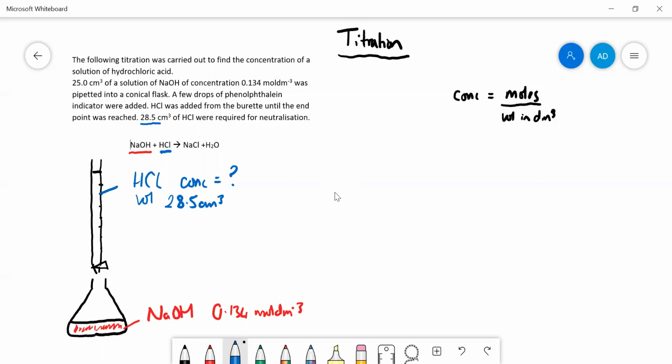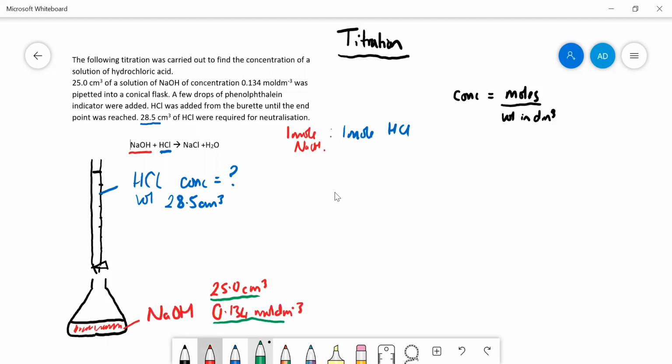So let us work out how we will do that then. First of all, the equation here is telling us that they react in a 1-to-1 ratio: 1 mole of NaOH reacts with 1 mole of HCl. Okay, so we can work out the moles of NaOH, because we know the volume of that, 25 centimeters cubed, and we know the concentration. We know those two things. That means you can work out the moles of NaOH.